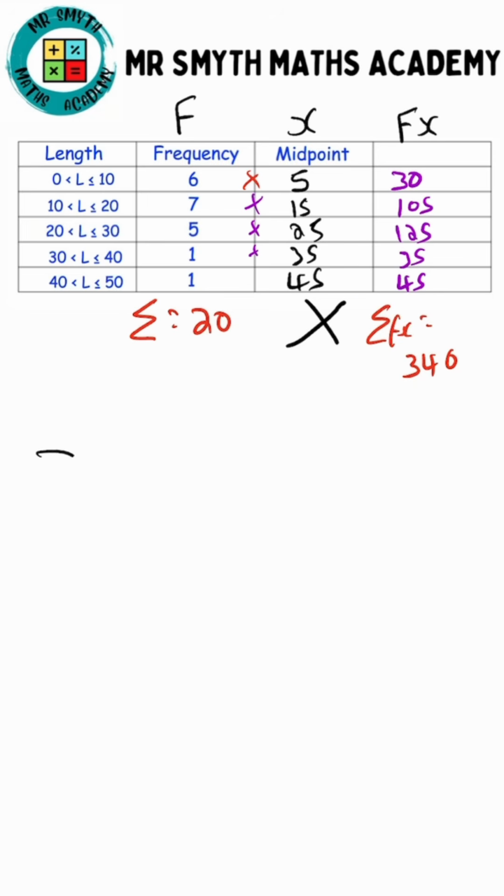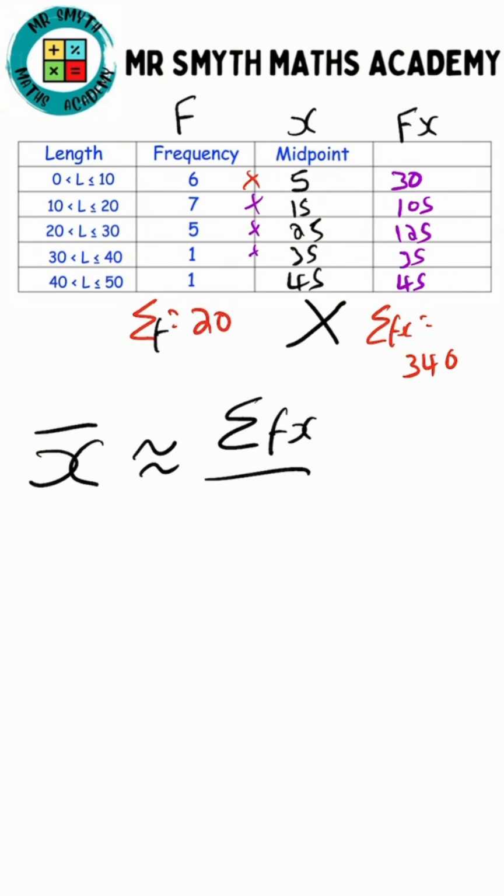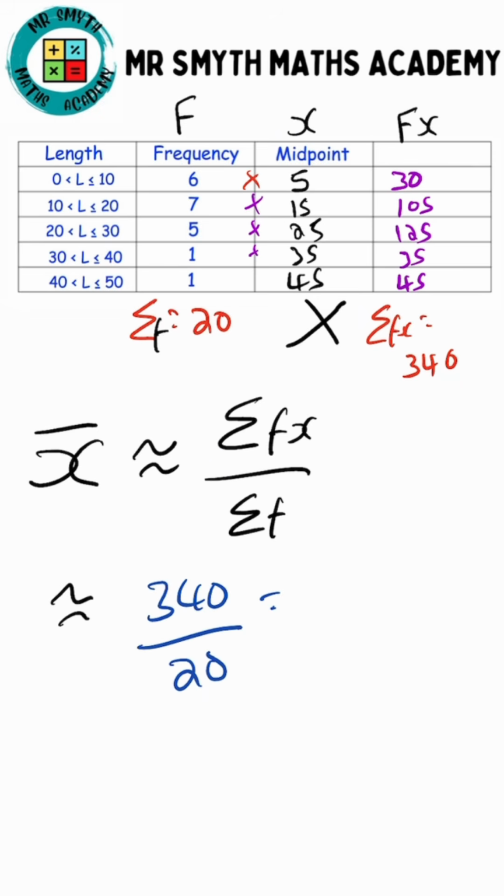So the formula for the estimated mean, so approximately, is this formula. We've got sigma fx, which is this column here, all divided by sigma f. Sigma is just a fancy Greek mathematical term for saying you just do the sum, it's the total. Okay, so let's plug these values in then. Sigma fx is 340. So we divide that by the 20 there, stick that straight in the calculator, and that's going to give us 17. So we're saying the estimated mean is roughly 17.